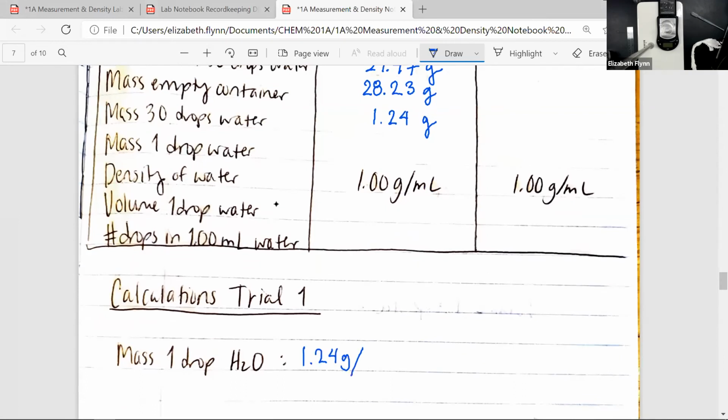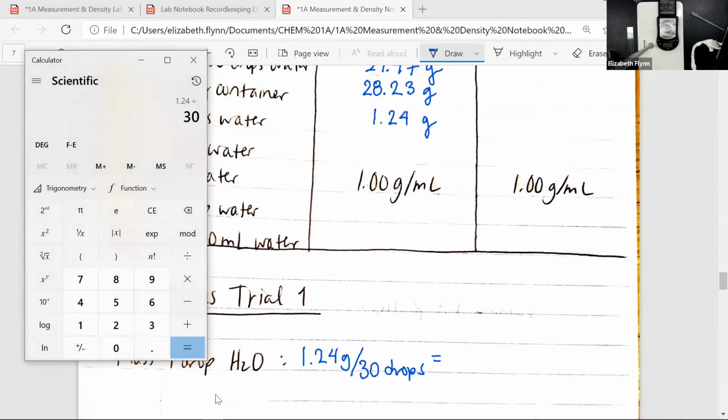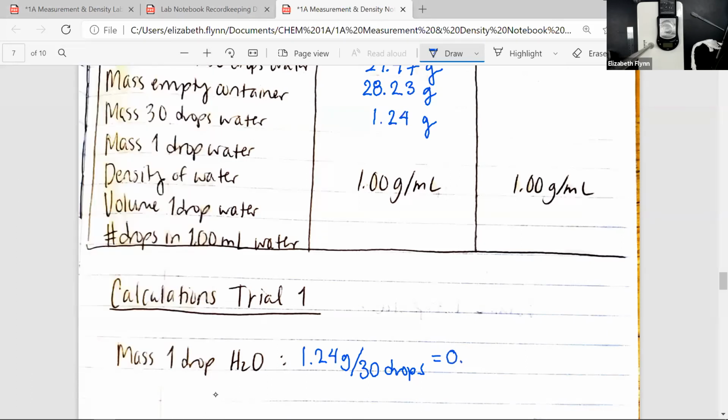This is grams per drop. Oops. Grams per 30 drops. So if we divide that out, 1.24 divided by 30, we get 0.0413 grams per drop. And that's per drop of water.